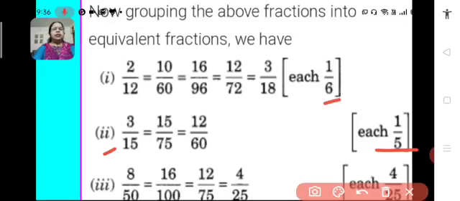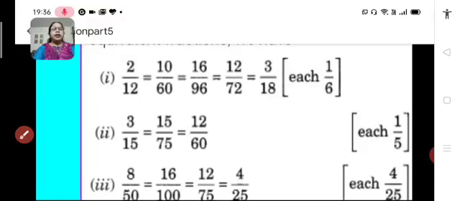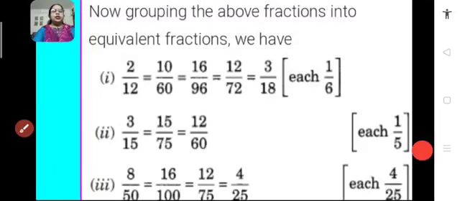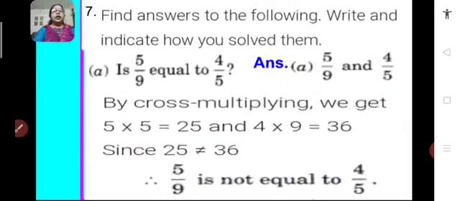And the third one, 8 upon 50 and 16 upon 100 is equal to 12 upon 75 is equal to 4 upon 25. All the 4 fractions are equivalent, they are equal, because each represents 4 upon 25 in its simplest form. Now, problem number 7. Find answers to the following. Write and indicate how you solve them.